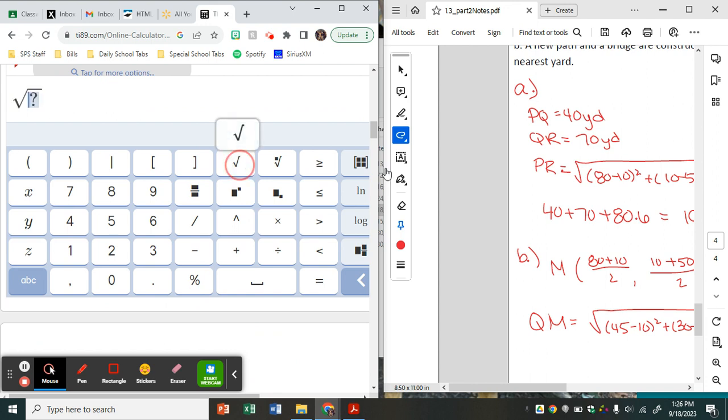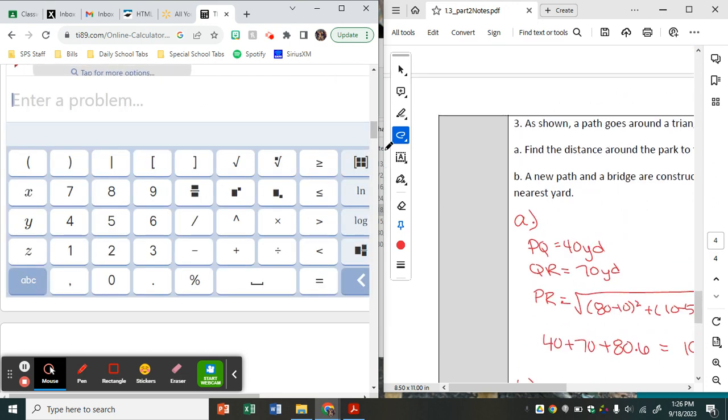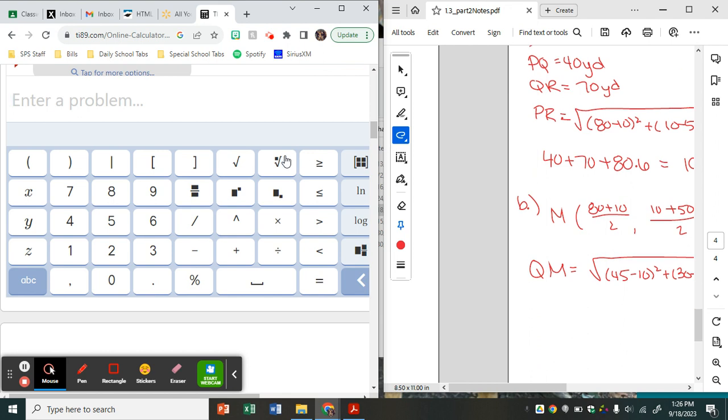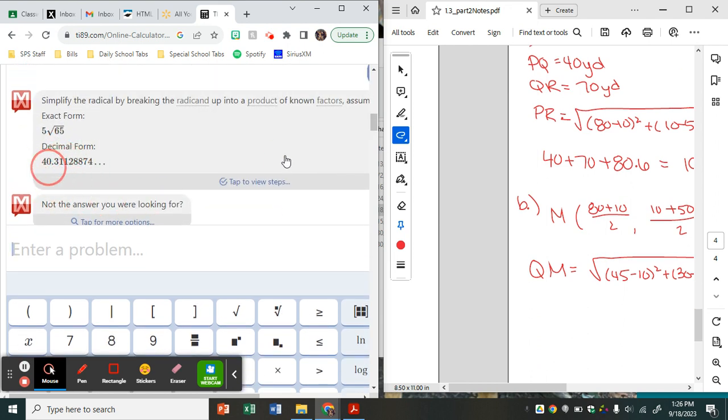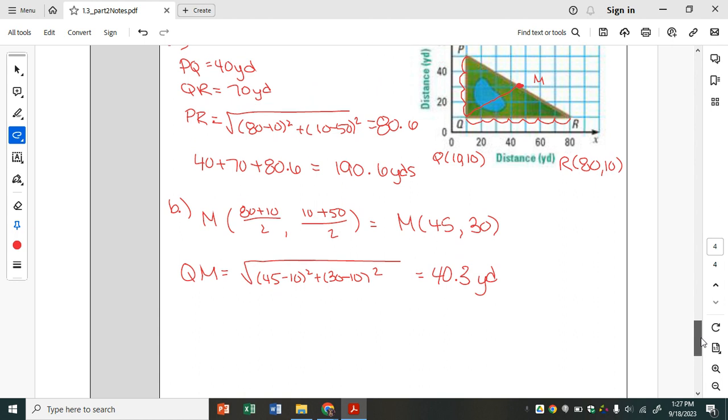So I'm going to take the square root, 45 minus 10 squared plus 30 minus 10 squared. It's going to tell us that QM has a length of 40.31, or 40.3. Okay, so again, that is your midpoint and your distance formula.